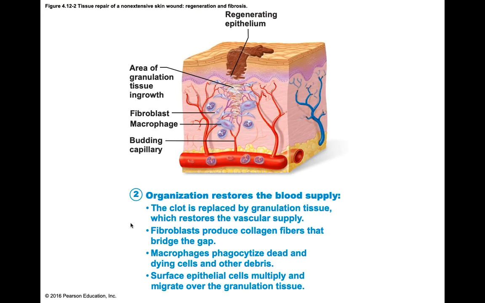So here's what's happening here. After our initial damage, you can see that we still have the scab in place, but things are starting to change underneath that layer. Organization restores the blood supply. The clot is replaced by granulation tissue, which restores the vascular supply. Fibroblasts produce collagen fibers that start to bridge the gap. Macrophages phagocytize our dead and dying cells and other debris that's present. And surface epithelial cells multiply and migrate over the granulation tissue.